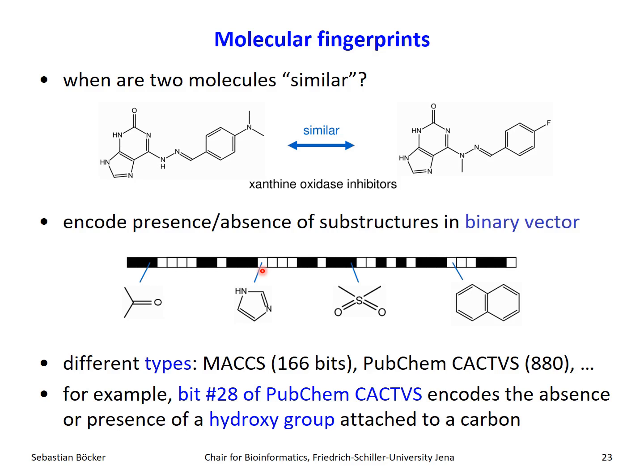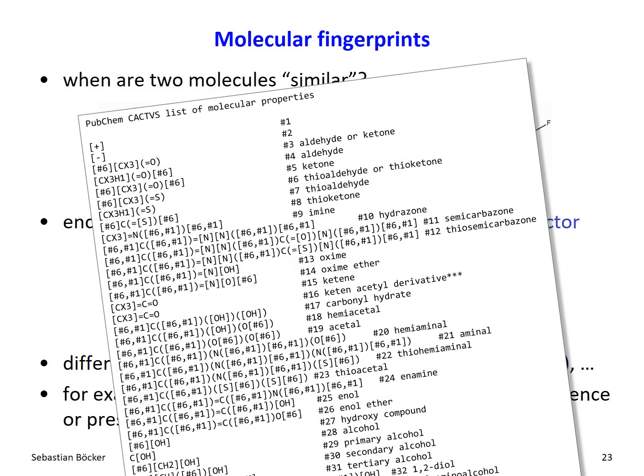And then for some of these bits inside such a molecular fingerprint, for some of these molecular properties, you can really tell what they are. For example, the presence or absence of a hydroxy group attached to a carbon, to be precise. And actually, you can have a look at these lists that describe these molecular properties, which are part of a particular molecular fingerprint, in this case, the PubChem CACTVS molecular fingerprint, and you can look through them and see what each bit describes. For some of them, they have given descriptions, but that's only for the first 50 or 100 or so. The rest doesn't have a description, but they're encoded by these SMARTS strings.